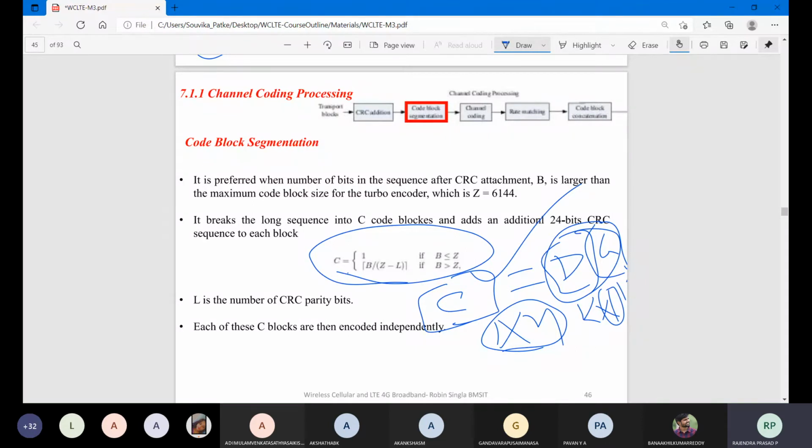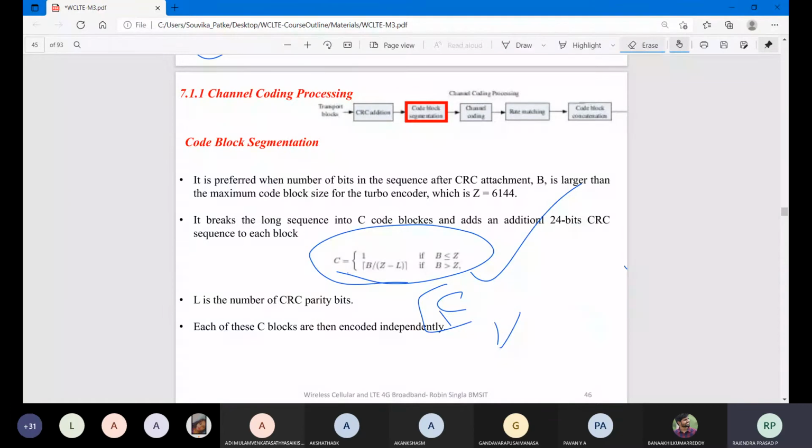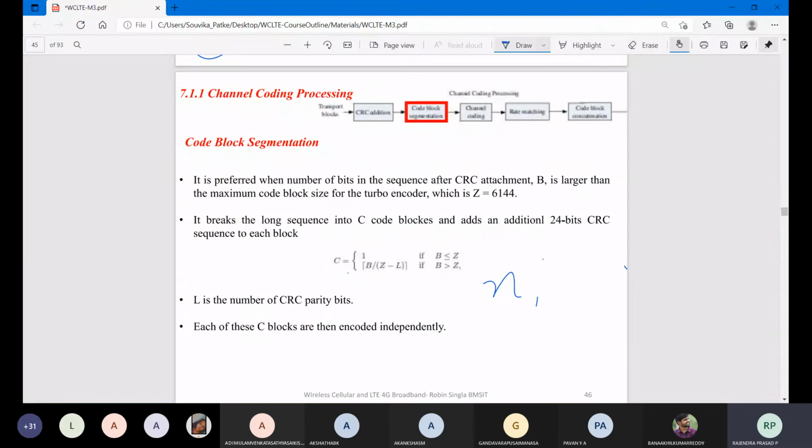Z value is nothing but the size, and usually the Z value will be 6144. If the B value is less than or equal to Z, the value will be 1. If the B value is greater than Z, the attachment value is greater, because we have two types of values. Every time we will have these parity check values as n comma k, where n is always greater than k, right?